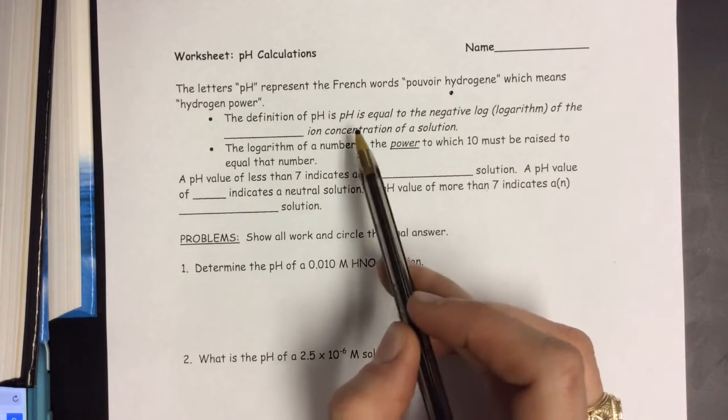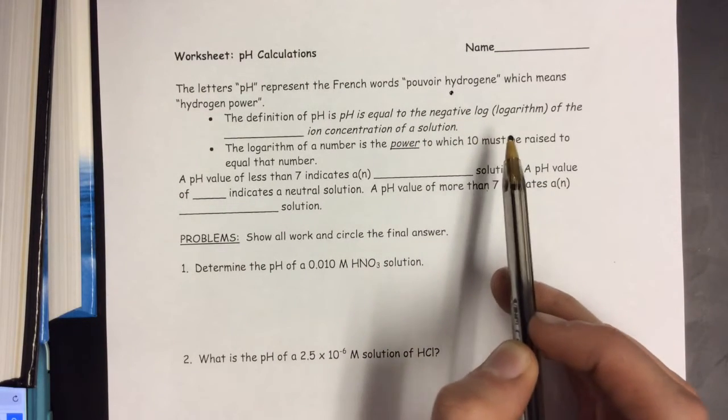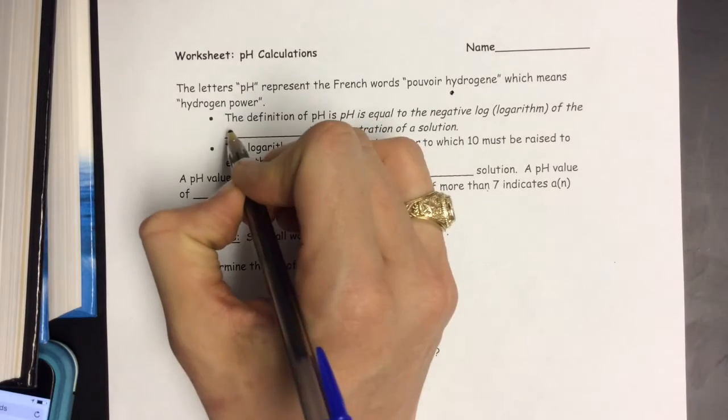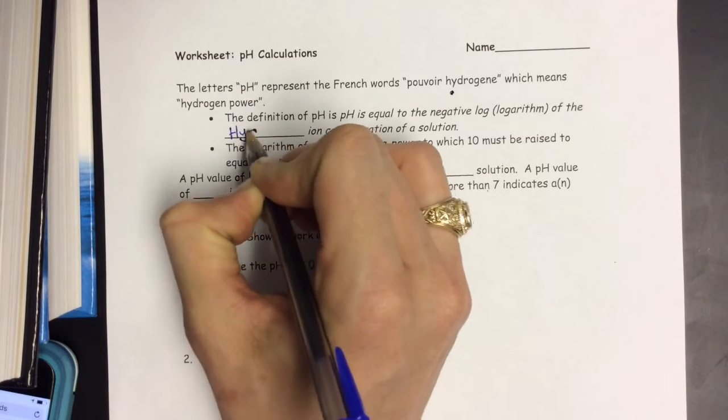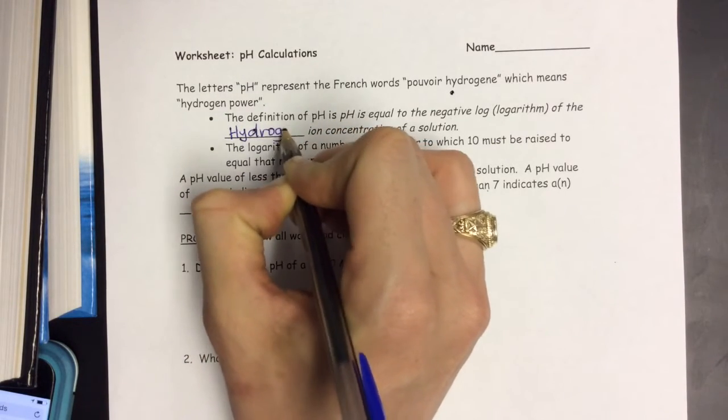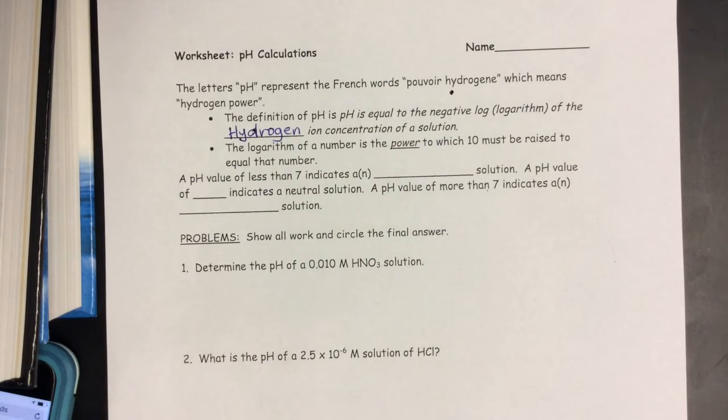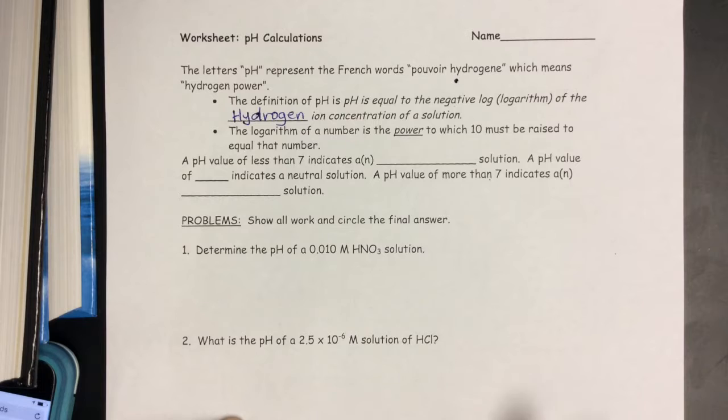So the definition of pH is equal to the negative log of the hydrogen ion concentration of a solution. The logarithm of a number is the power to which 10 must be raised to equal that number. So if you've covered logs in algebra, this should be super easy. If not, I'm going to teach you how to use your calculator to do it.